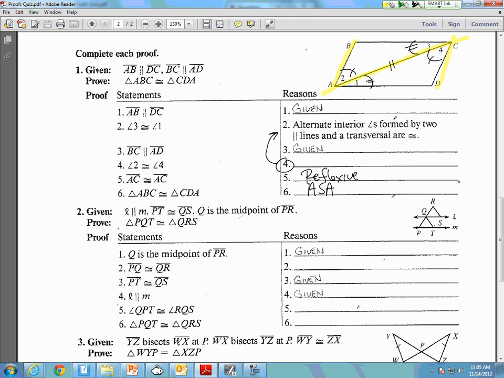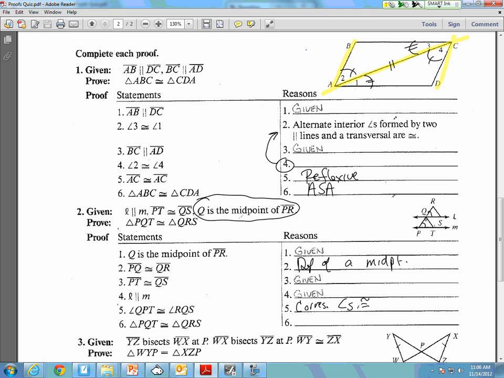Down here, PQ is congruent to QR. We know that because Q was the midpoint of PR. So definition of a midpoint. QPT is this angle right here, and RQS is that angle right there. We know them to be congruent because these parallel lines were cut by a transversal, and those two angles that I've highlighted here are corresponding angles. So I'm just going to write corresponding angles are congruent, but the real reason is if two parallel lines are cut by a transversal, then corresponding angles are congruent.